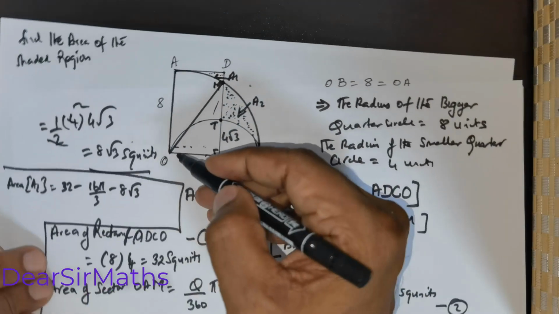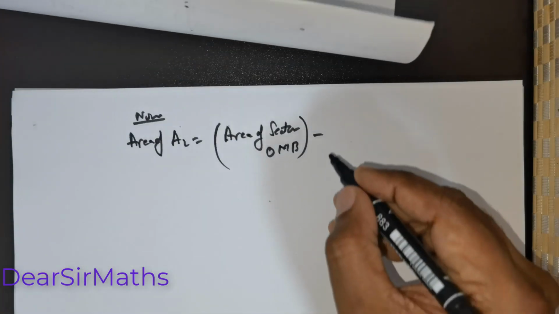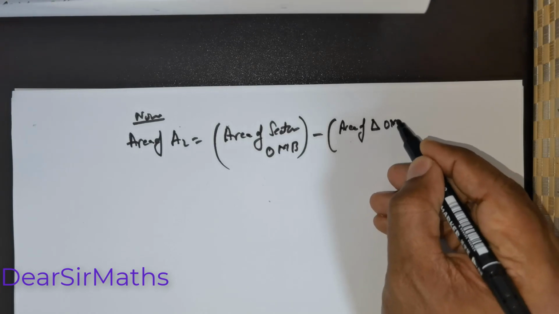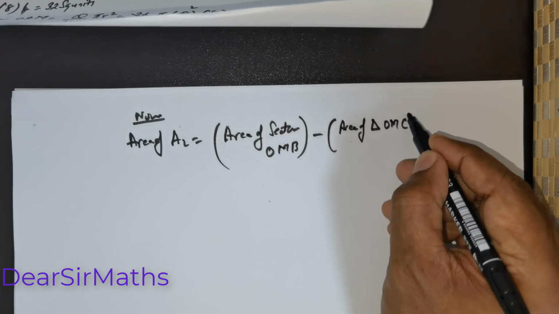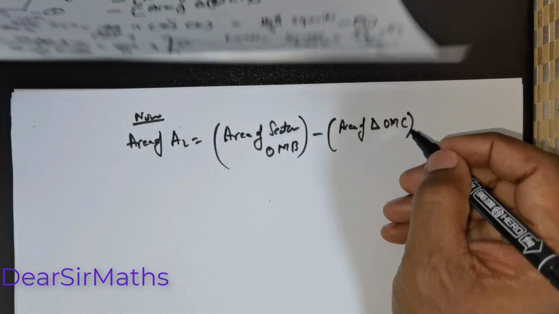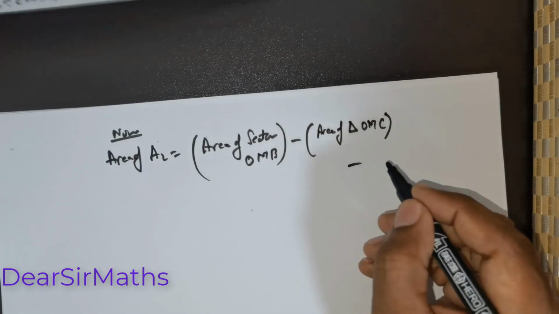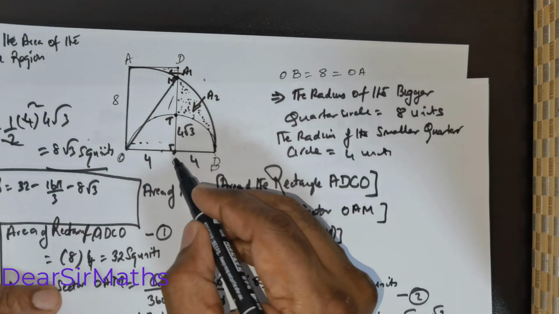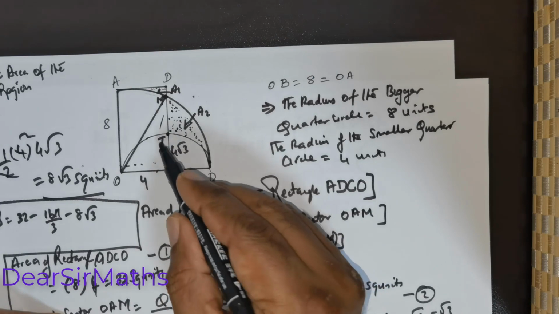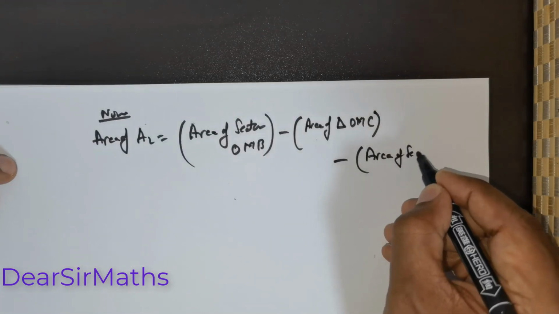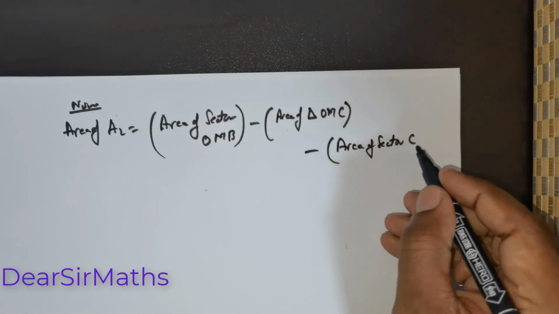From OMB you take away the area of the triangle OMC, minus the area of triangle OMC, or OCM, depends on whatever you want to write, it doesn't matter. And subsequently you take away the area of sector CTB, area of sector CTB.